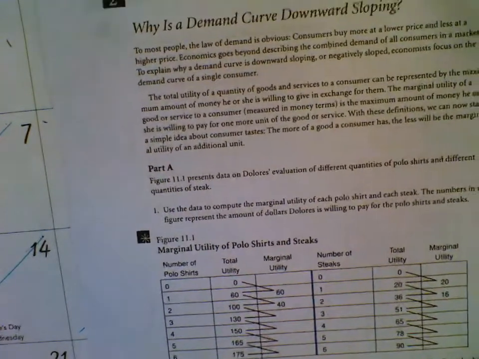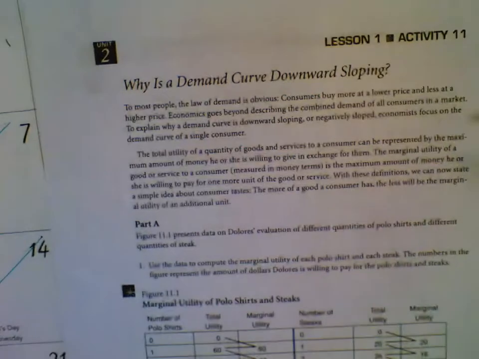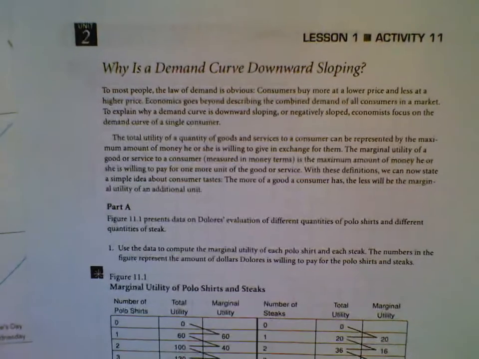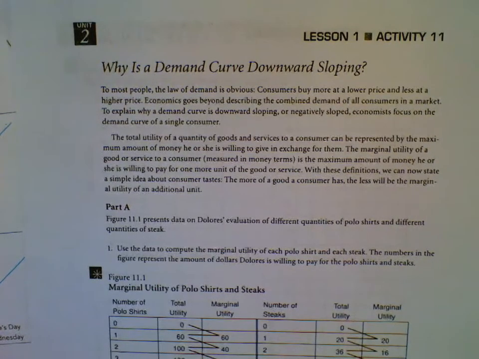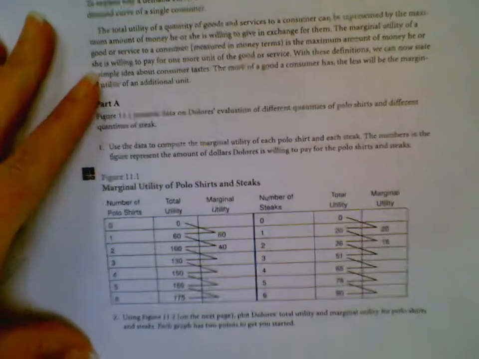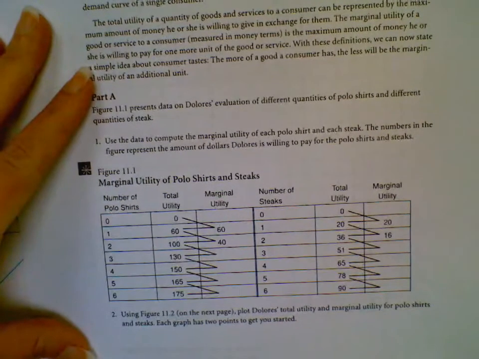Why is the demand curve downward sloping? In your initial notes, you took 3 reasons: the income effect, the substitution effect, and the law of diminishing marginal utility. So we need to make sure that we can do this.